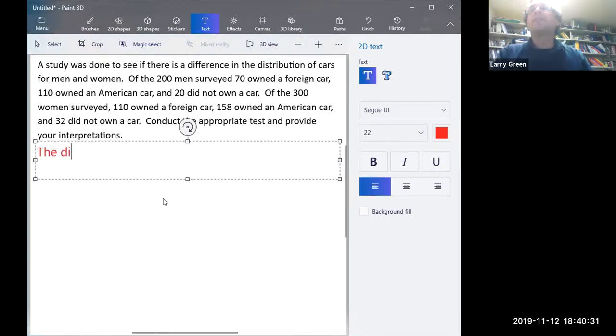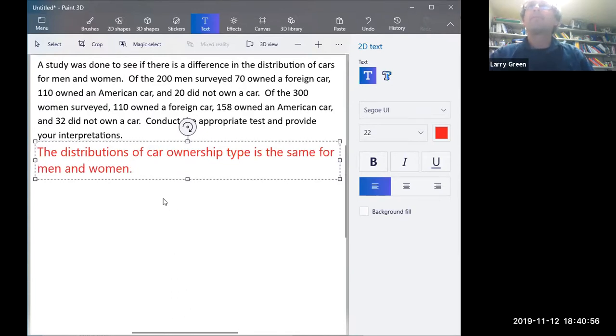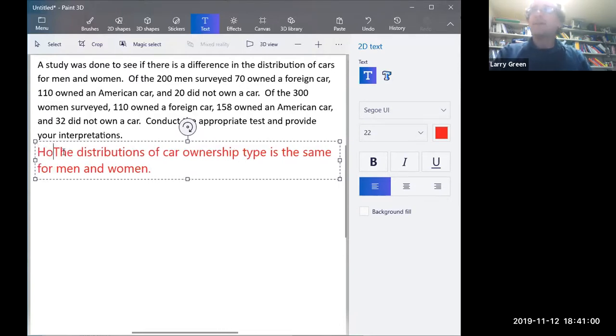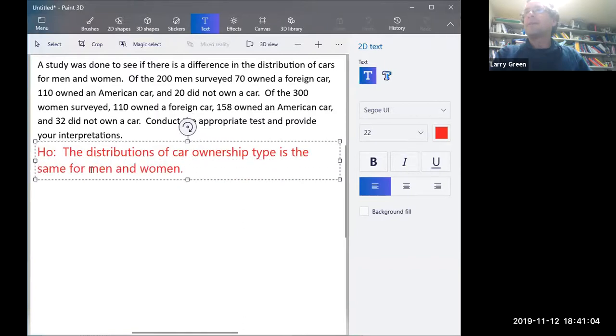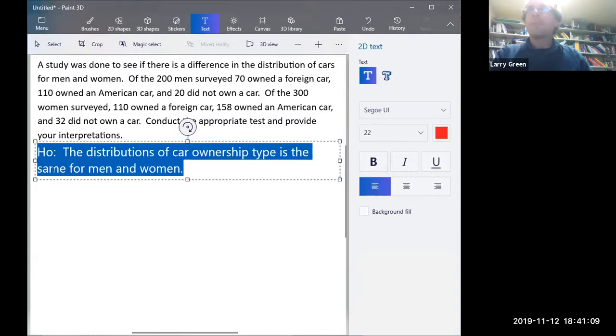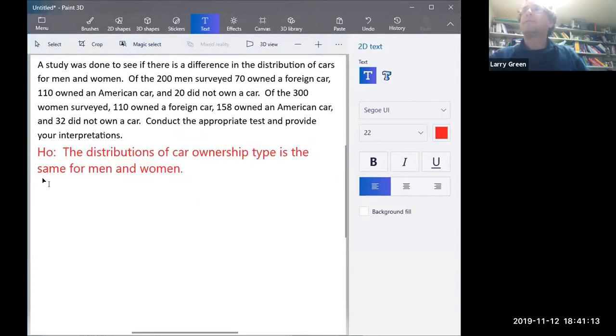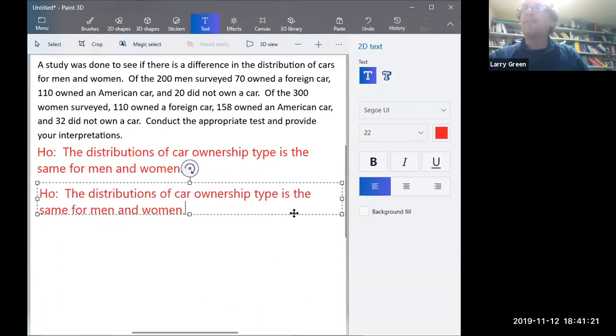The distributions of car ownership type is the same for men and women. I forgot to write H naught, which is really important. Any questions on that? The good news for H1, if you're typing like I just did, is that it's really easy because I just did copy and paste. Hopefully you all know I have to change the not to a 1. And what else do you think I need to do for an H1?